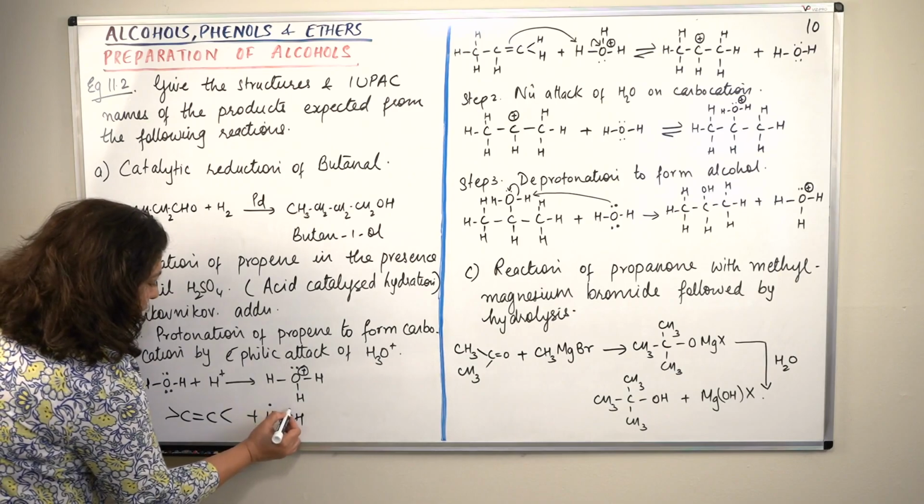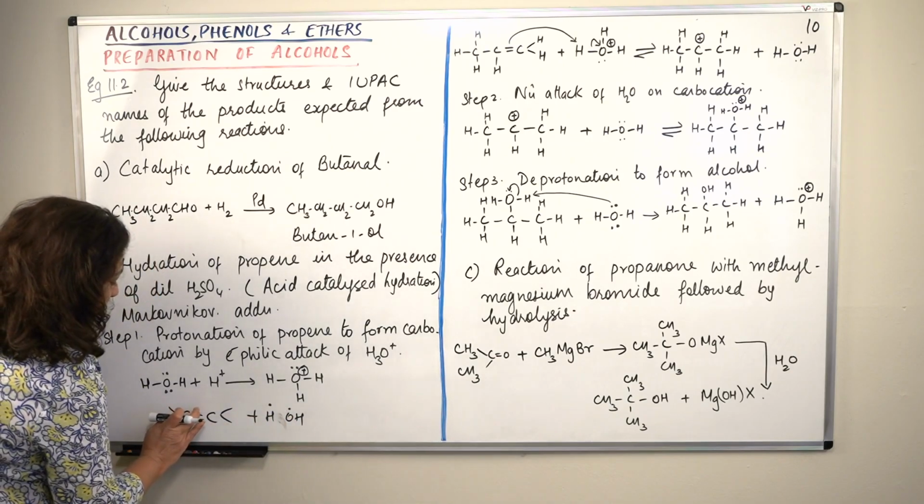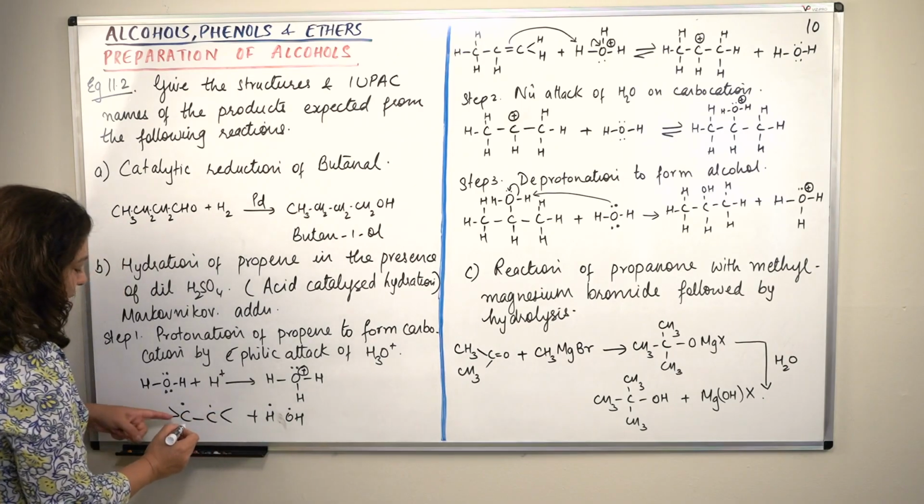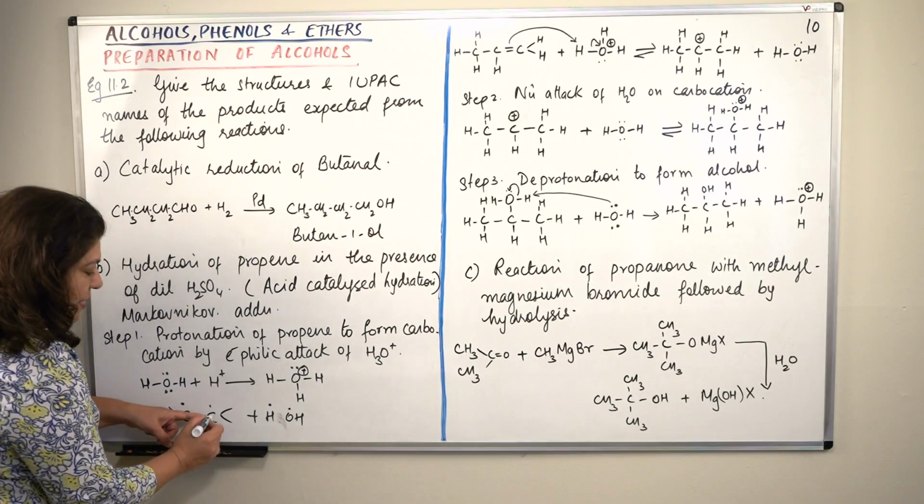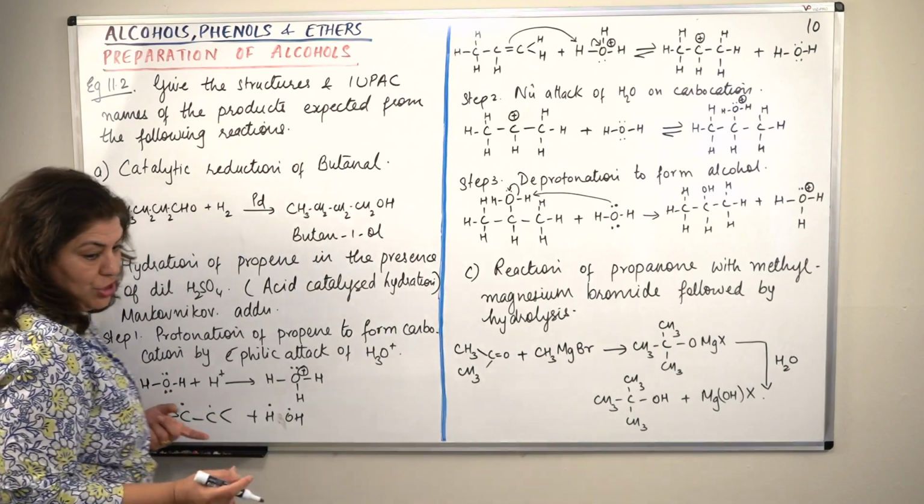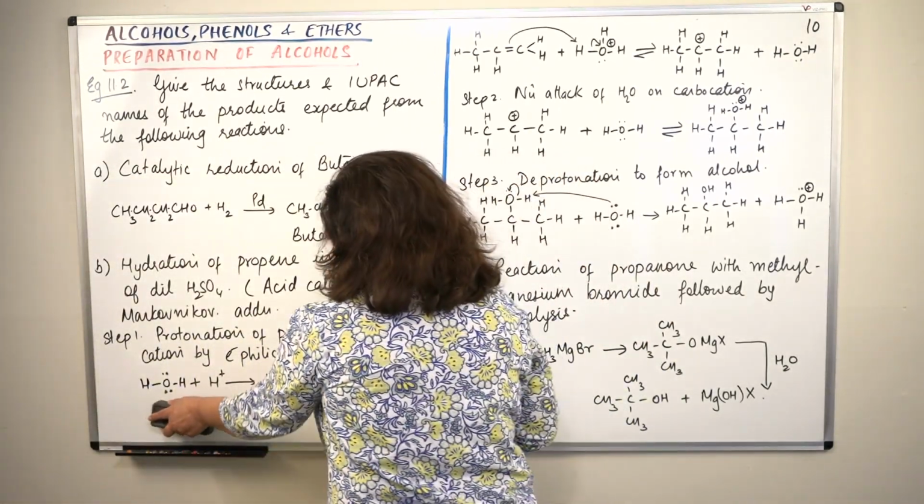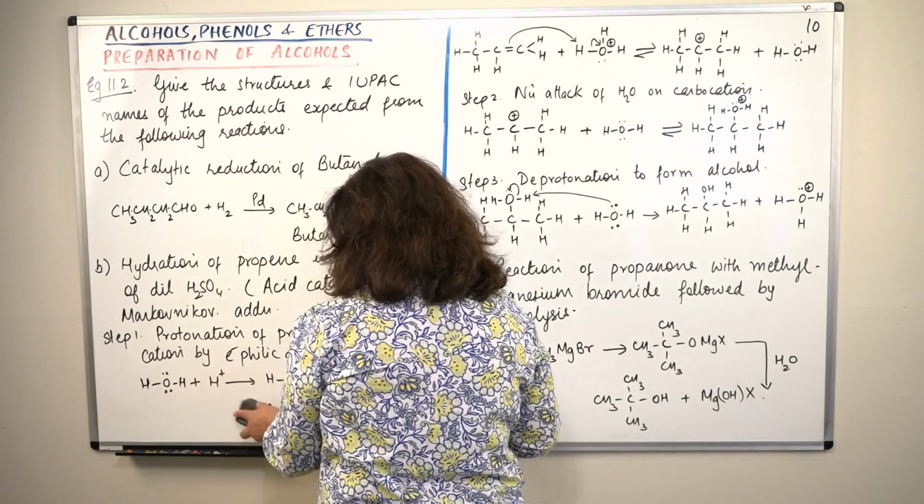This gets its electron, the oxygen gets its electron, and the bond here breaks, one gets attached here, one gets attached here. So you get CH3CH2OH. So that is how you will get an alcohol. This is the overall reaction that is going to take place.